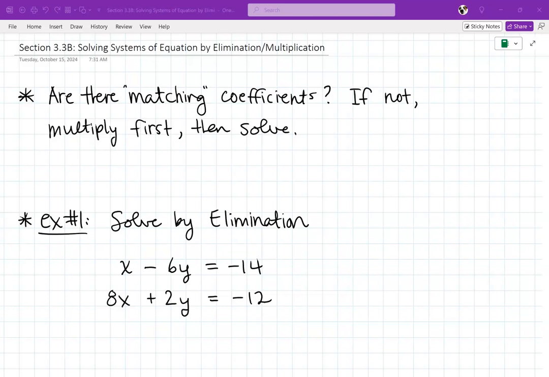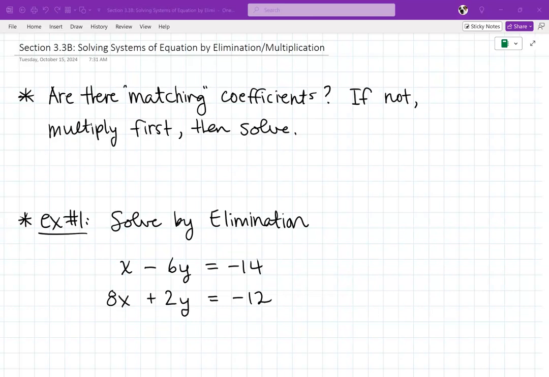I'll show you in the first example really quick. You don't have to write down what I do in the very beginning, but just look so you can see what I'm talking about. And then the only new thing we have to do is what I put up on the top. It says, are there matching coefficients? And if not, multiply first.